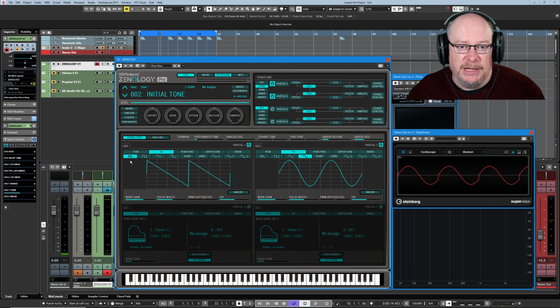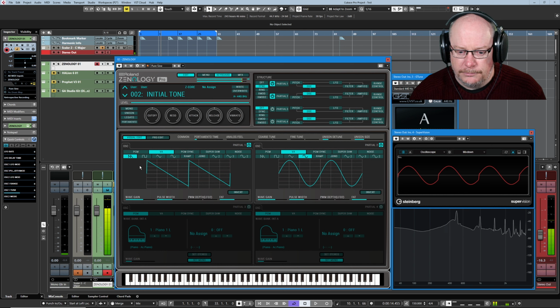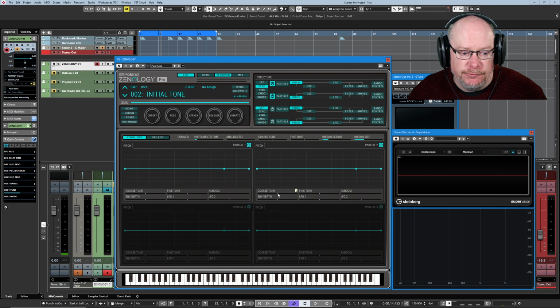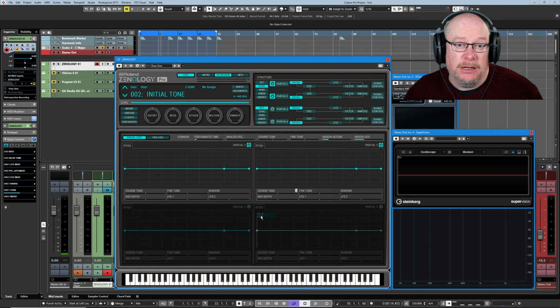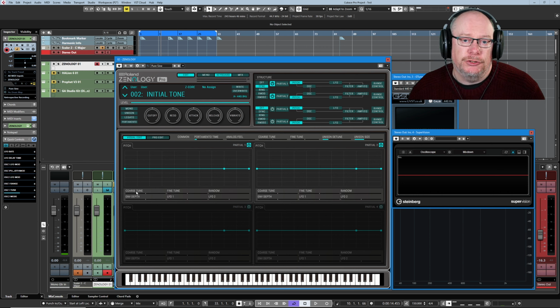But if I make the slave a sawtooth instead, and I'm also going to reset my tunings. Now what I'm going to do is start playing with the coarse tuning of the slave oscillator. So this is partial 1 I'm going to start messing with. And this is where sync really starts coming into its own. Because when you change the tuning of the slave oscillator, you don't get a change in pitch. You get a tonal variation instead.